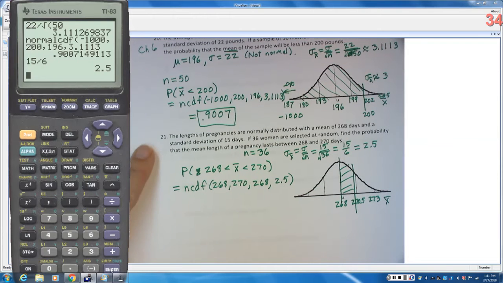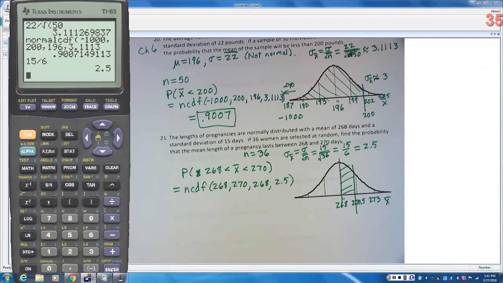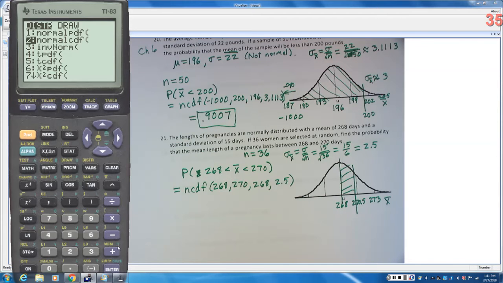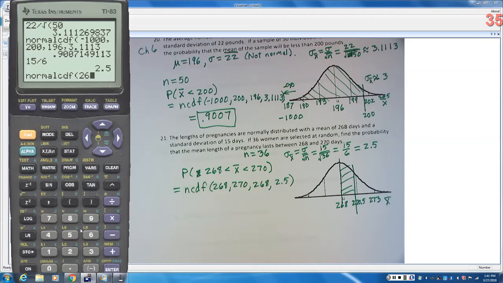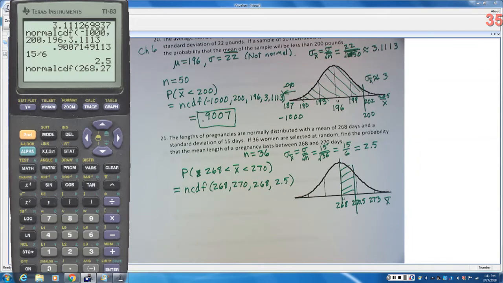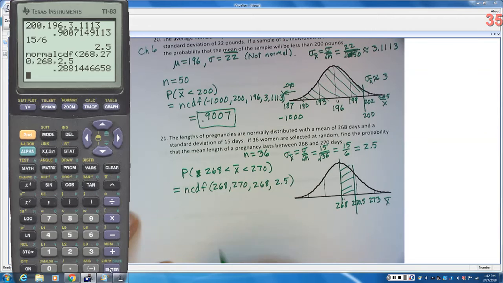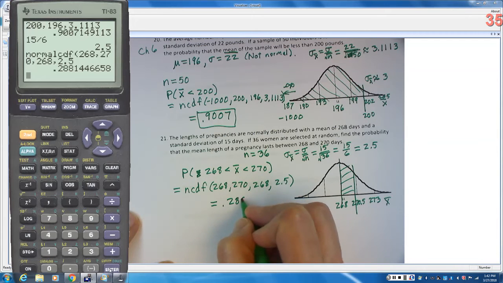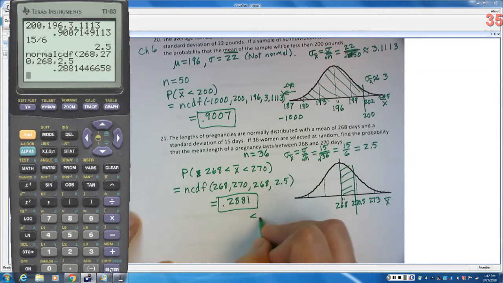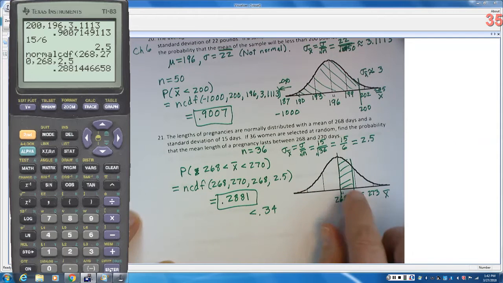And it should be less than 0.34, because half of 68% was 0.34. So second distribution, normal CDF, 268, comma, 270, comma, 268. Why are we putting 268 in again? Because that's the mean. The answer is 0.2881, and that makes sense because it's less than 0.34.